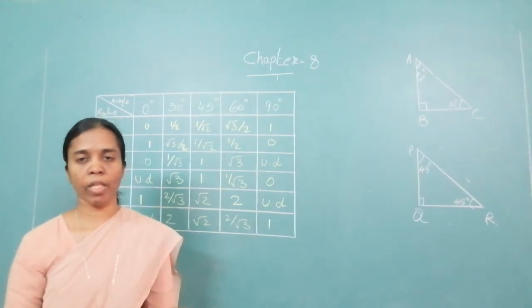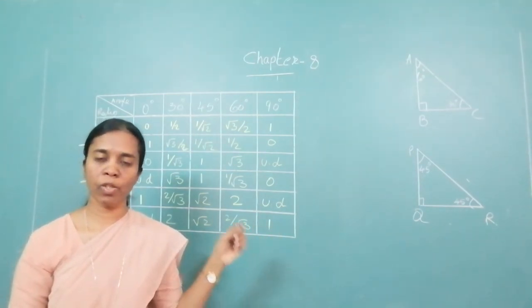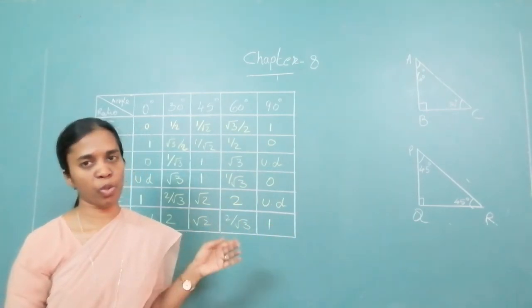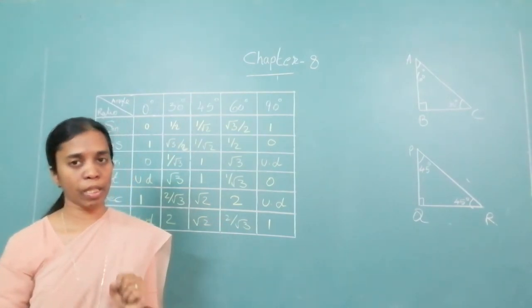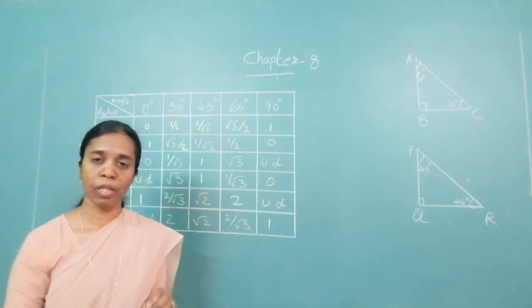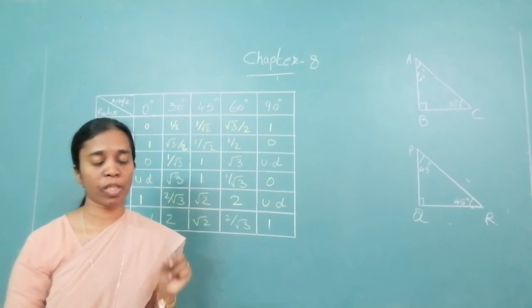Because you will be given directly sine 45 into cos 60 into something. So you have to just substitute the values, multiply and get the answer. For that you should know it. So to know that you should know how to write the table. So please practice writing. Please practice writing. Use your rough papers, practice it please, not only for this year, for next year also.